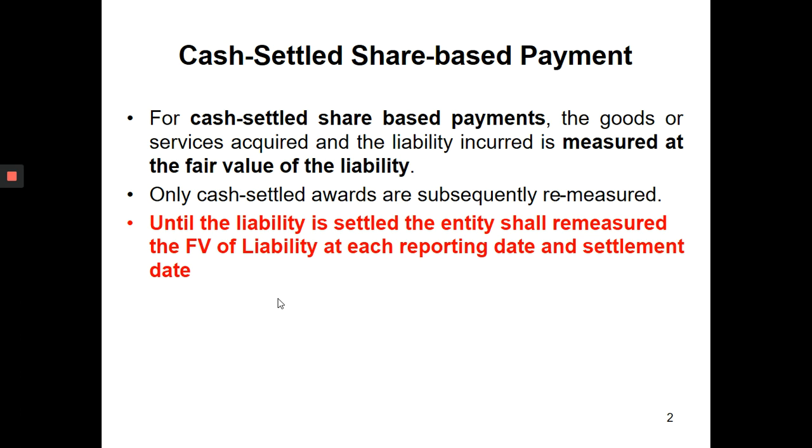So kalau you nak revise balik, you boleh pergi kepada previous share-based payment topic, I think part 2 where we already discussed on cash settle. Cuma hari ni adalah cash settle with transaction related to employees.